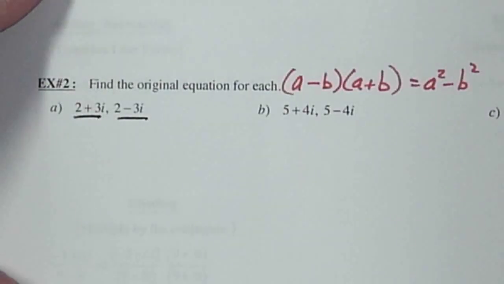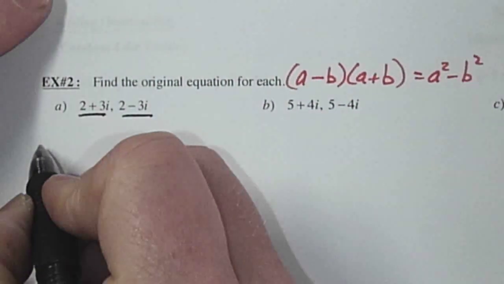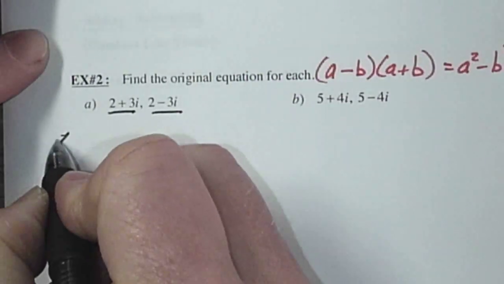So 2 roots, 2 plus 3i, 2 minus 3i. Pay attention now.